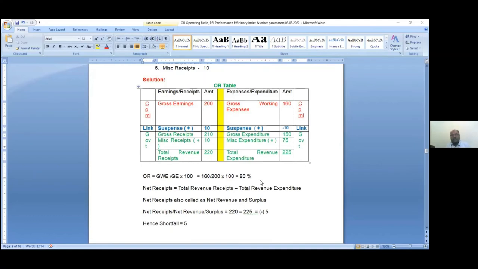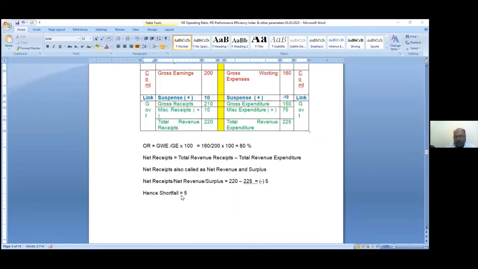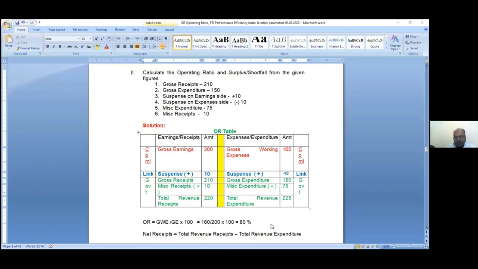80% is correct. And if we add 210 plus net receipts, it is 220. Here 150 plus 75, 225. That means our expenditure is more than receipts. That means it is a shortfall, that is minus 5. Shortfall is minus 5. Yeah, can you do one more problem?